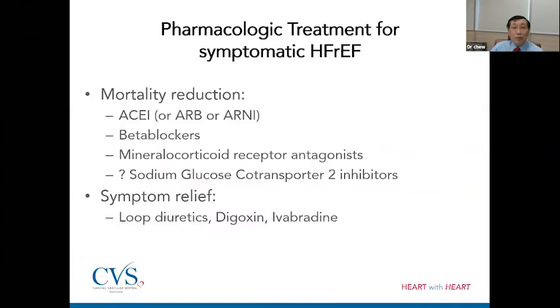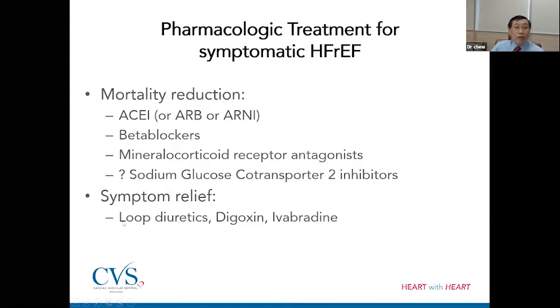So if we were to summarize the pharmacological treatment of symptomatic heart failure, for mortality reduction, we should use ACE inhibitors. If the patient can't tolerate ACE inhibitors, you can use an angiotensin receptor blocker. Or if the patients are suitable, they should probably use an angiotensin receptor neprilysin inhibitor, because this seems to be better than ACE inhibitors. The second class of agents would be beta blockers. The third class of agents would be mineralocorticoid receptor antagonists. And perhaps we should use sodium glucose cotransporter 2 inhibitors in patients with heart failure with reduced ejection fraction as well.